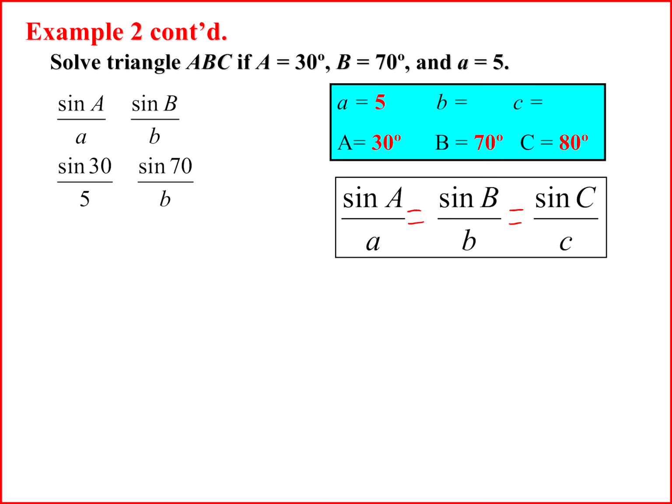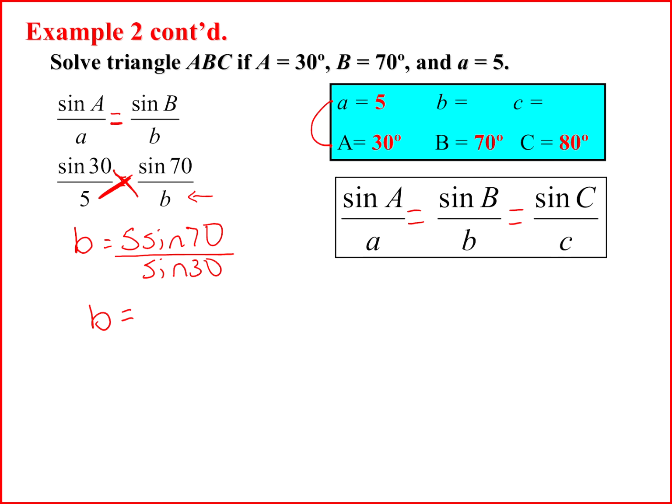So here I would have sine of A over little a equals sine of B over little b, because I know both my a's. So that would be sine of 30 over 5 equals sine of 70 over b. We need to solve for this b down here. So if we solve this, b equals 5 sine of 70. Multiply the 2 together without the b. Cross multiply. Divide by the one that is the same as with the b, so sine of 30.